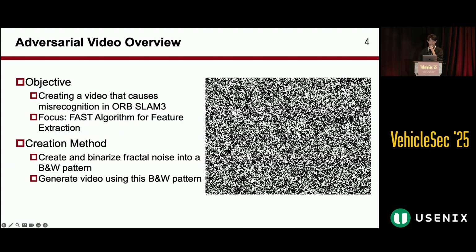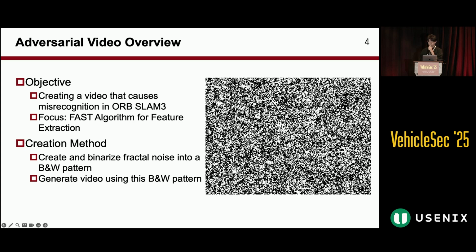Here I will provide an overview of the adversarial video used in our attack. To induce misrecognition in ORB SLAM3, we focused on its feature point extraction algorithm, known as FAST. In simple terms, the FAST algorithm compares brightness differences between pixels in the camera frame and identifies a point as a feature if the difference exceeds a certain threshold.